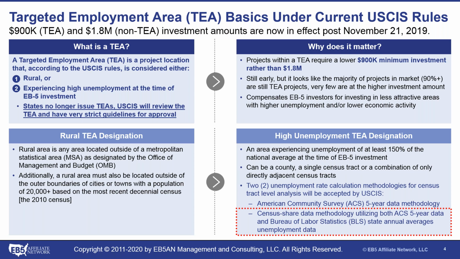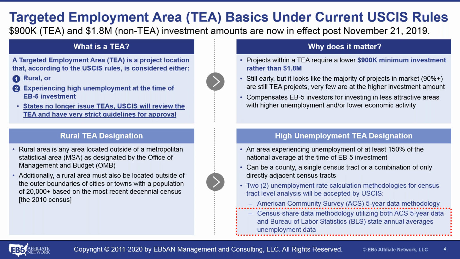So for those of you who aren't as familiar with the detailed requirements for TEA qualification, currently, under the new rules that went into effect after November 21st, 2019, there are two ways that a project can qualify for the reduced $900,000 investment threshold. One is if the project is located in a rural area, and that's defined on this slide on the left side, an area outside of an MSA with a population that's less than 20,000 people, or it can be via a high unemployment in that specific area.